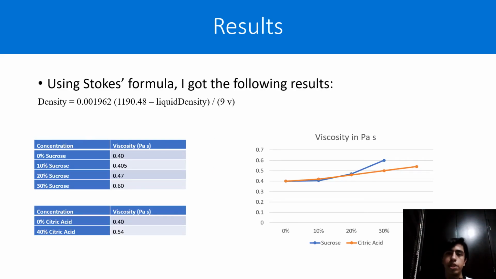And as Evelyn Kim suggested in her research, I used Stokes' formula to obtain the viscosity of each sample from the average velocity of the ball in each trial. By using this formula and solving for density, I got the viscosity in Pascal seconds for each different concentration and plotted the results on the graph on the right. You may see there is an exponential behavior with the sucrose solution and a more linear behavior with the citric acid solution.